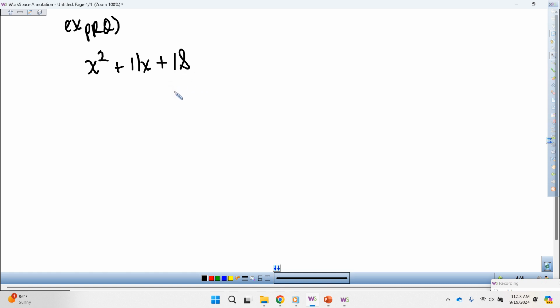So here goes the process. Step one, what do we check for first, Dana? What is the first thing we check for? All right, she said standard form. Is it in standard form from highest to lowest degree? Yes. Okay, step one's done. So step one, standard form, done. Step two, everyone, we check for what? GCF. Is there a GCF? No. Step three, factor.